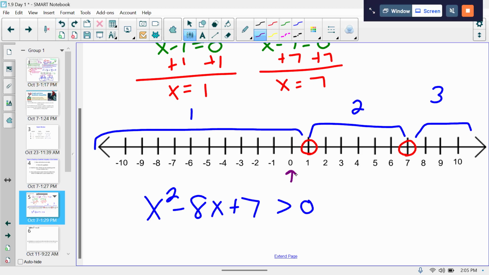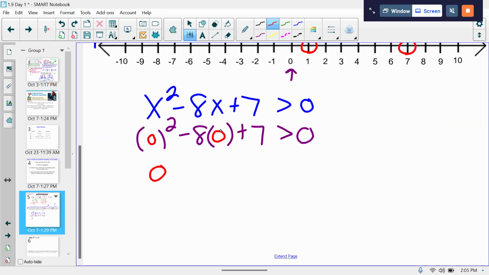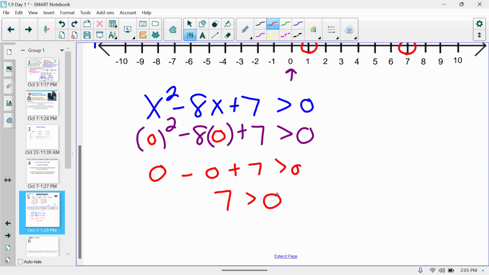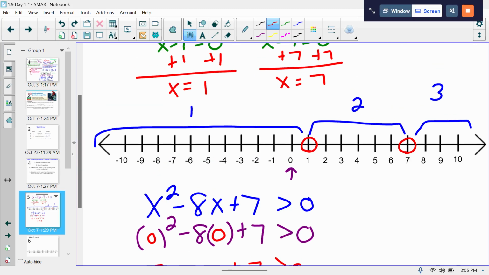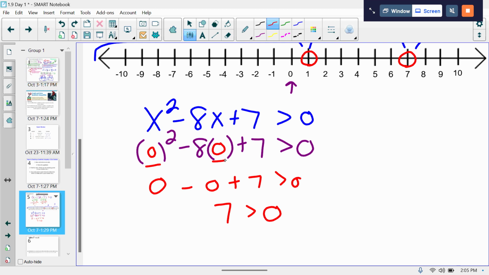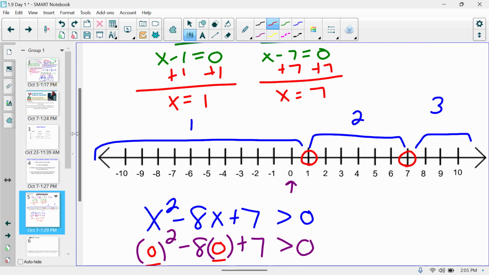0 is going to be the easiest thing to pick, because look, if I fill in 0 here in place of x, it's going to be easy math, right? Because 0 squared is still 0. Negative 8 times 0 is still 0. 0 plus 7 is 7. What we need to see is whether that's a true statement. Is 7 greater than 0? Yes. Okay, so what that means is that 0, the number we plugged in, is part of the solution set.